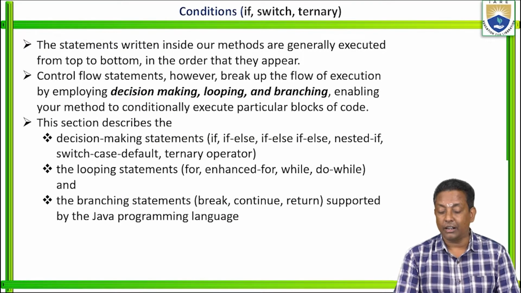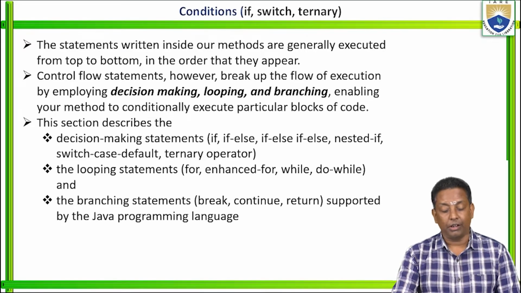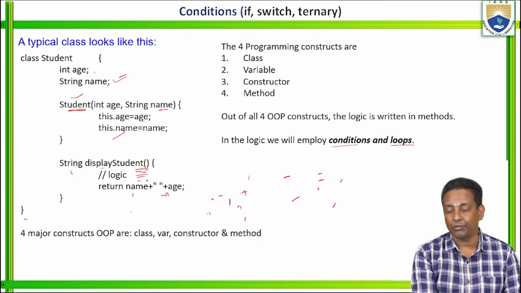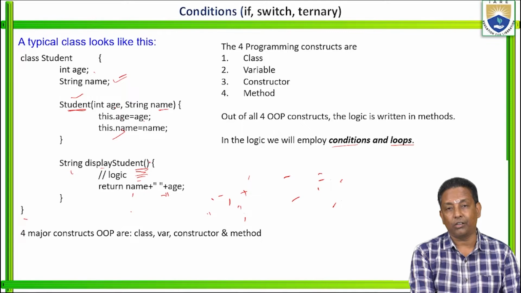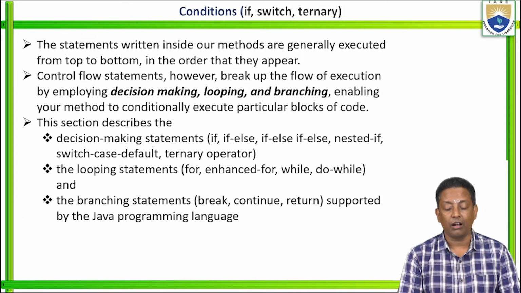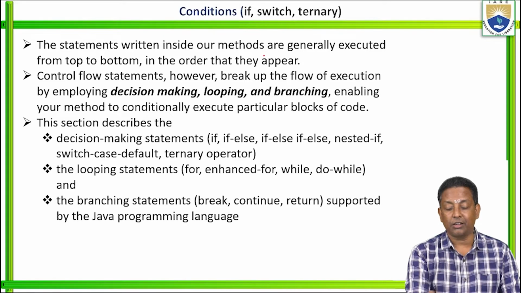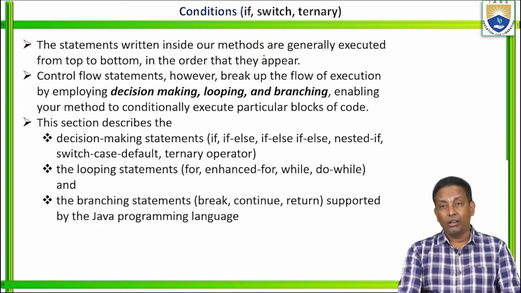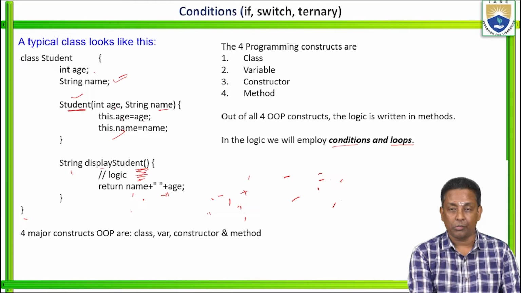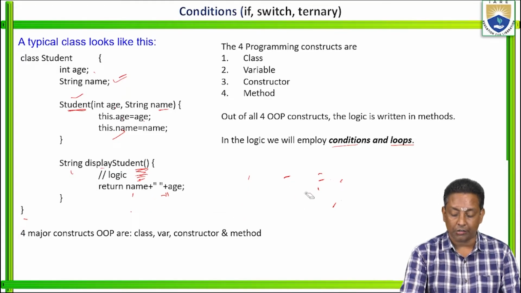Statements written inside the method are generally executed from top to bottom in the order they appear. See, inside the method, if you write 10 lines of code, all the 10 lines will be executed line by line in sequential order, the order in which we write the code in the method. Whenever you call the method, all the 10 lines will be executed.